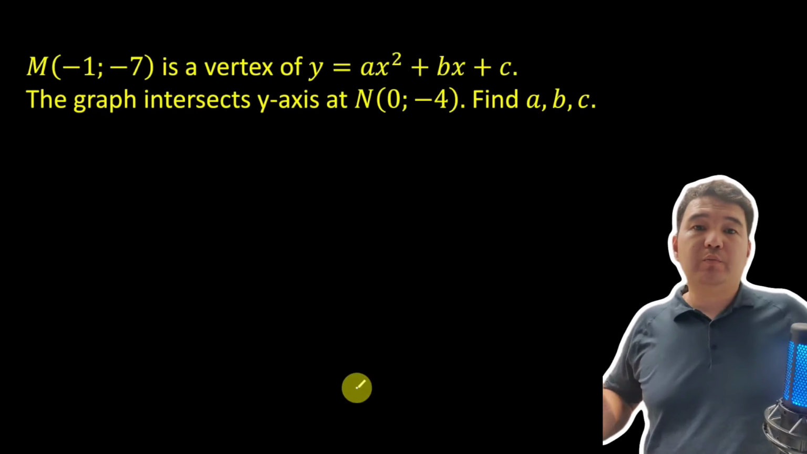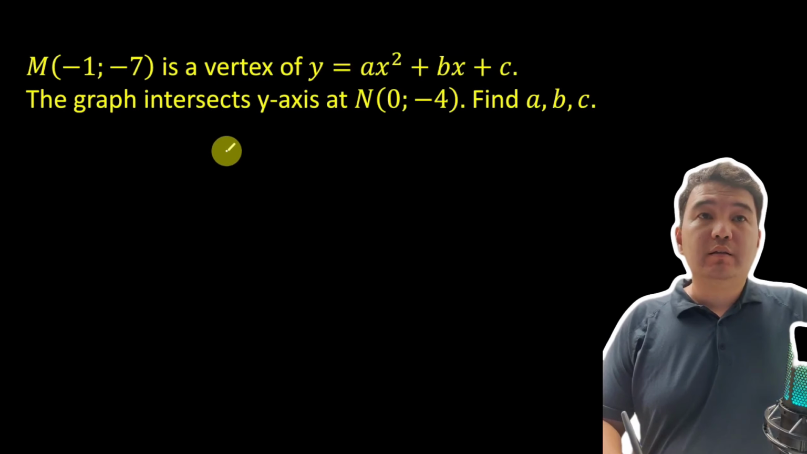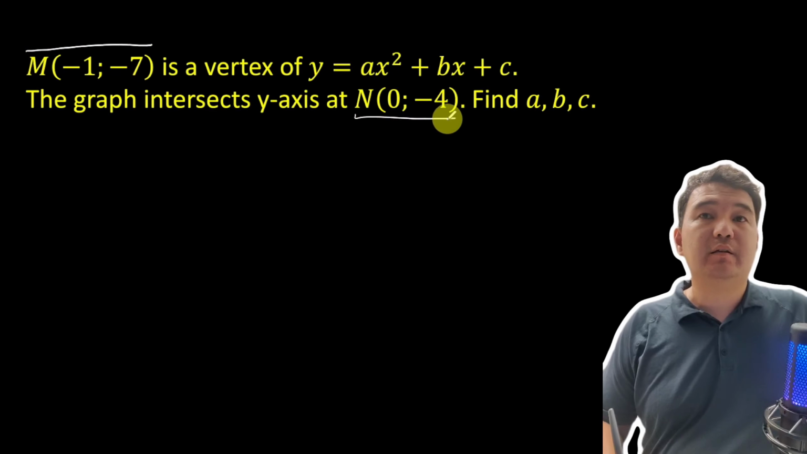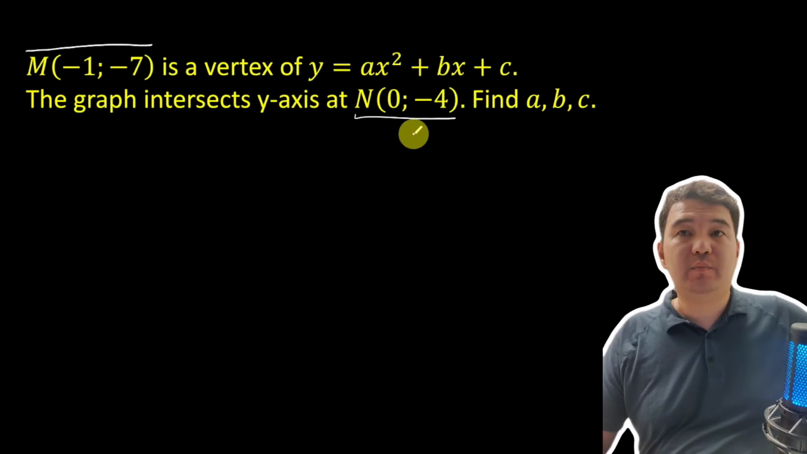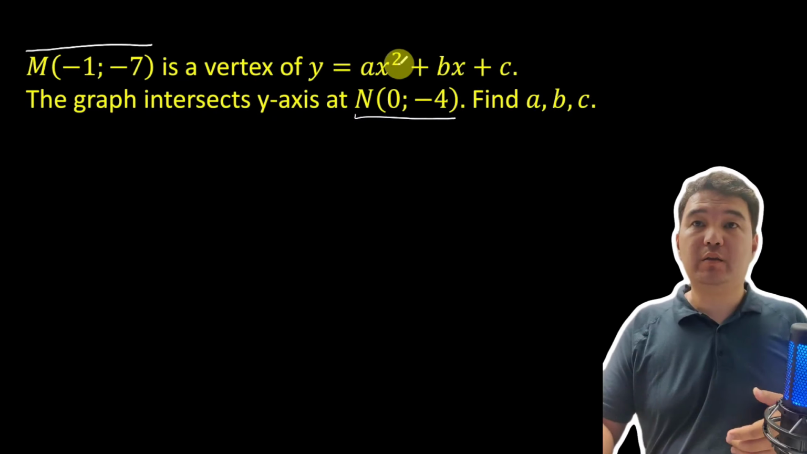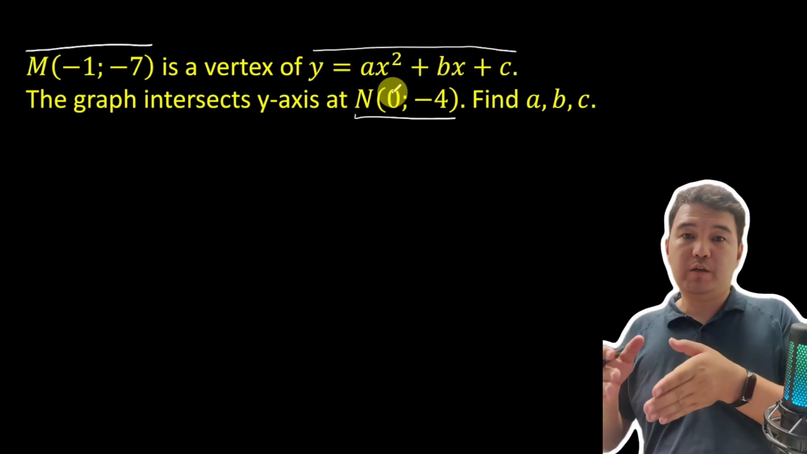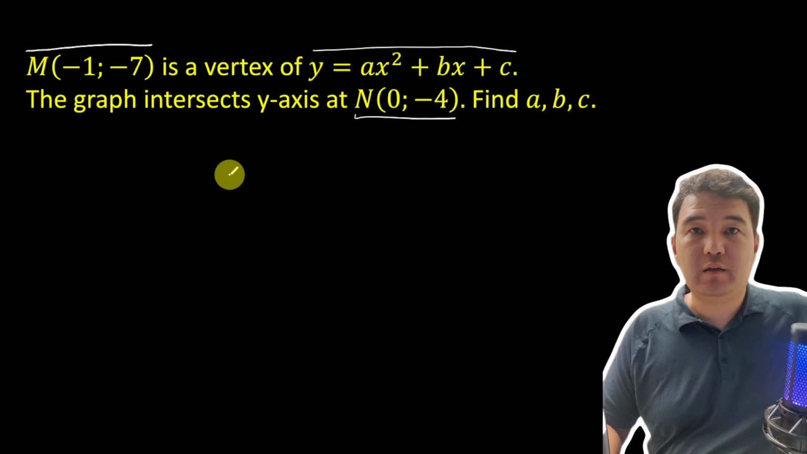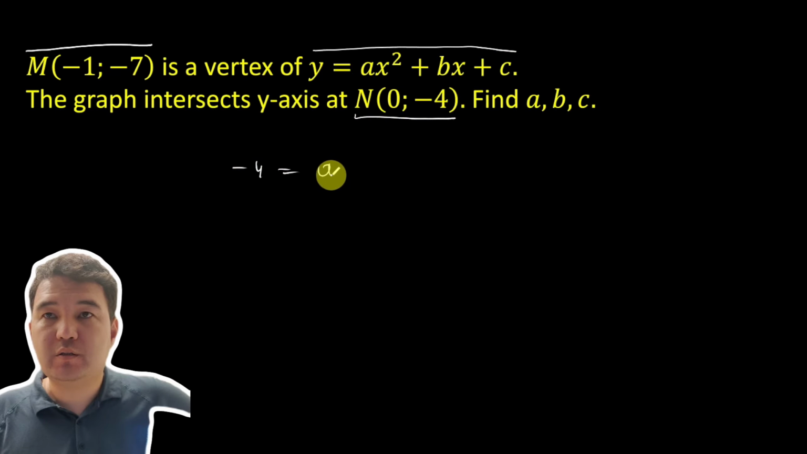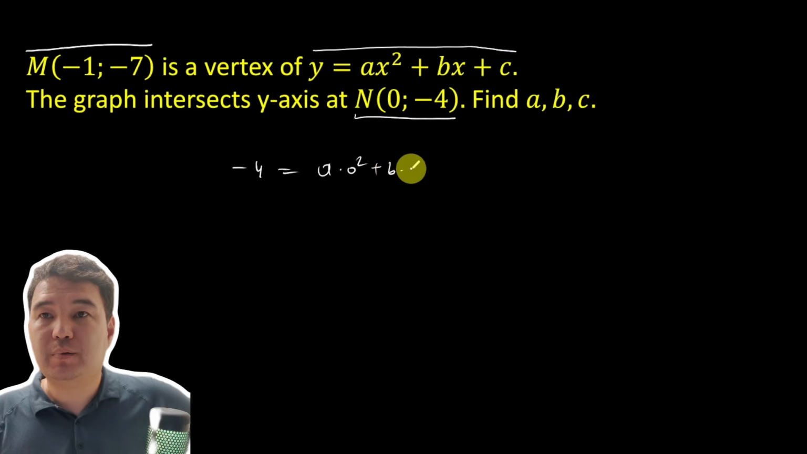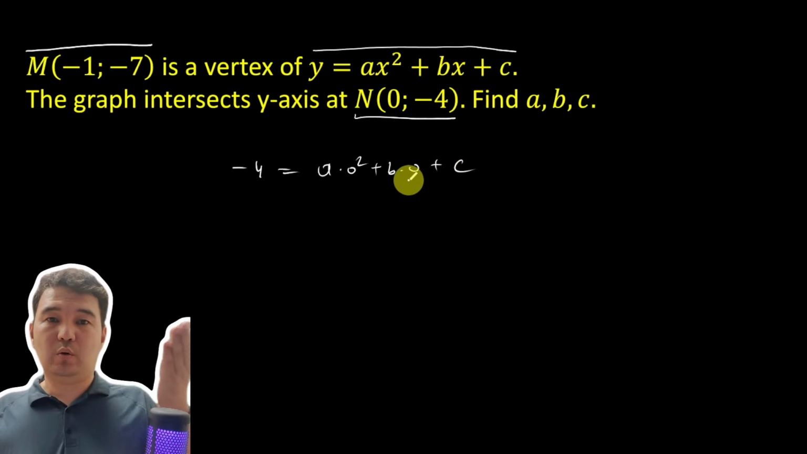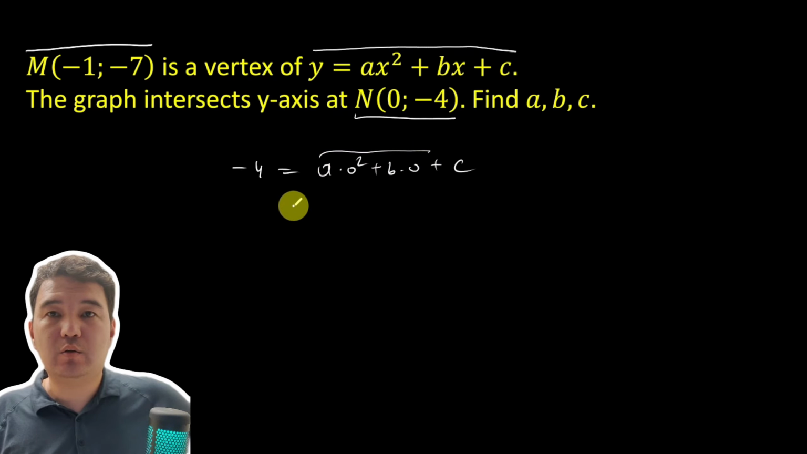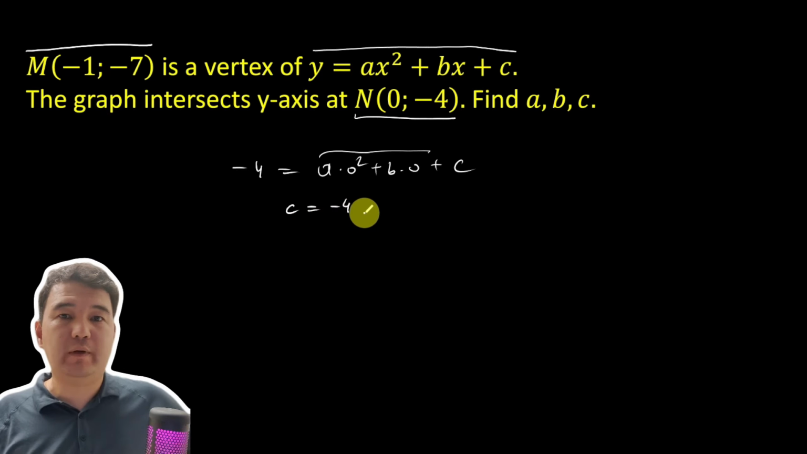And the final question about parabolas is the following. This point M is a vertex and point N is the y-intercept. Find a, b, c. If you plug both points into this parabola, the equation should hold. For example, if I plug in x equals 0, y is negative 4, a times 0 squared plus b times 0 plus c, this equality should hold. Since these two are multiplied by 0, c is going to be negative 4. So we know the value of c.